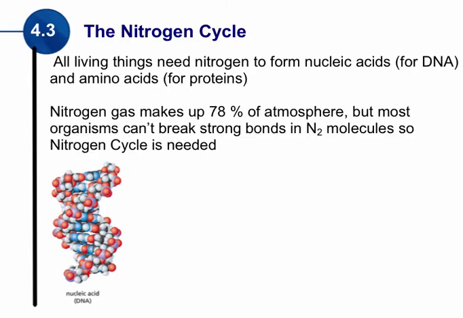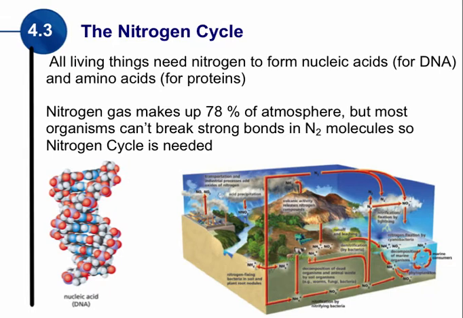Now, nitrogen exists in the atmosphere, and about 78% of the atmosphere is nitrogen. But most of the nitrogen is in the form of N2 molecules. And most organisms can't break apart N2 molecules, nitrogen gas molecules. So this nitrogen cycle is needed to break that strong bond. And the nitrogen cycle is just that. It is a cycle that the nitrogen follows within an ecosystem. So it takes many different forms, goes round and round, and recycles within the ecosystem.